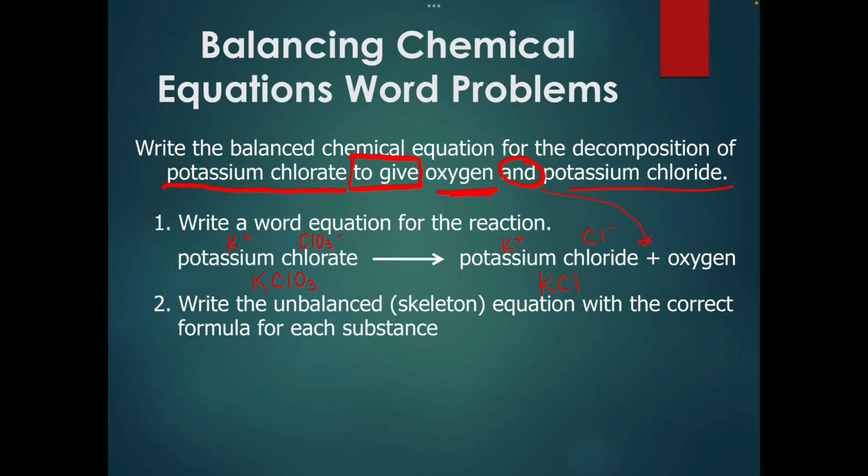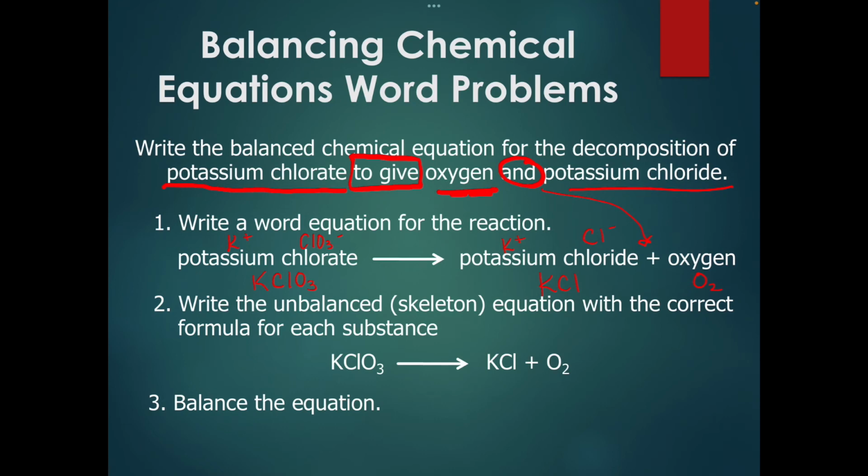And then oxygen, remember, Hofbrinkel. So that's a single element. Does it show up in Hofbrinkel? Answer, yes. So our oxygen is going to be O2. So there's our reaction. KClO3 gives KCl and O2. So our last step is to balance the chemical equation.